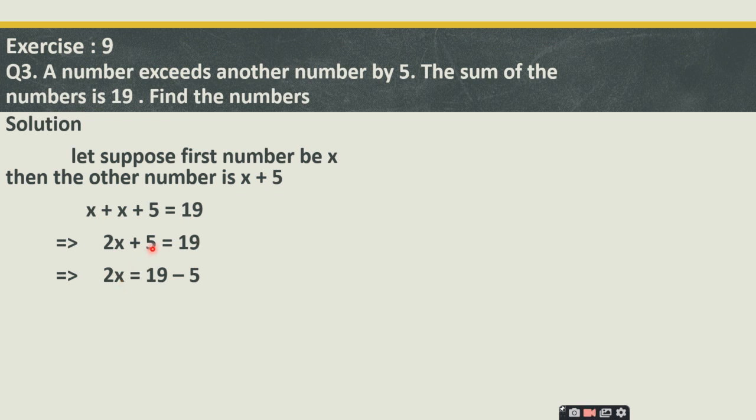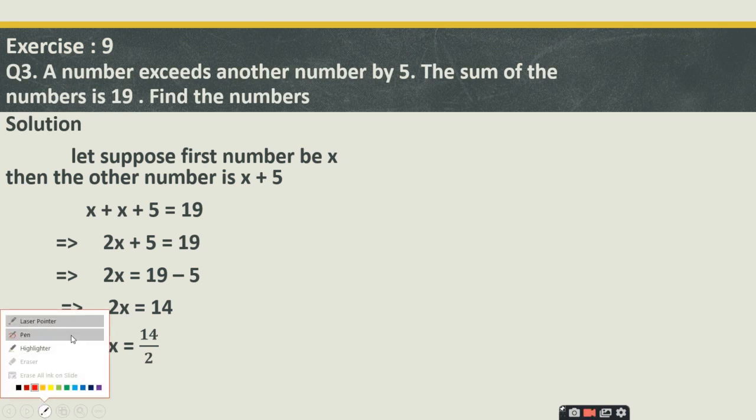Now 2x is equal to, here we have plus 5, so when we transpose it, it will be minus 5. 19 minus 5. Now 2x is equal to 19 minus 5, which is 14. Now we have to find x, so we transpose 2 to the right hand side. So x is equal to 14 divided by 2, because it's multiplying by x, so it will be dividing. And how do we divide 14 by 2? 2 ones are 2, 2 sevens are 14.